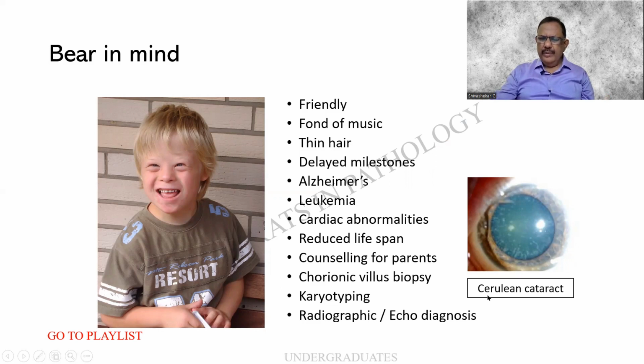So this is one. A cataract. Cataract generally is a disease of the old age or diabetes, but then a cataract is there in Downs, which is called the cerulean cataract. So you find that a lot of questions can be asked, such as mosaicism, Robertsonian translocation, Alzheimer's, cerulean, simian crease, so on and so forth.